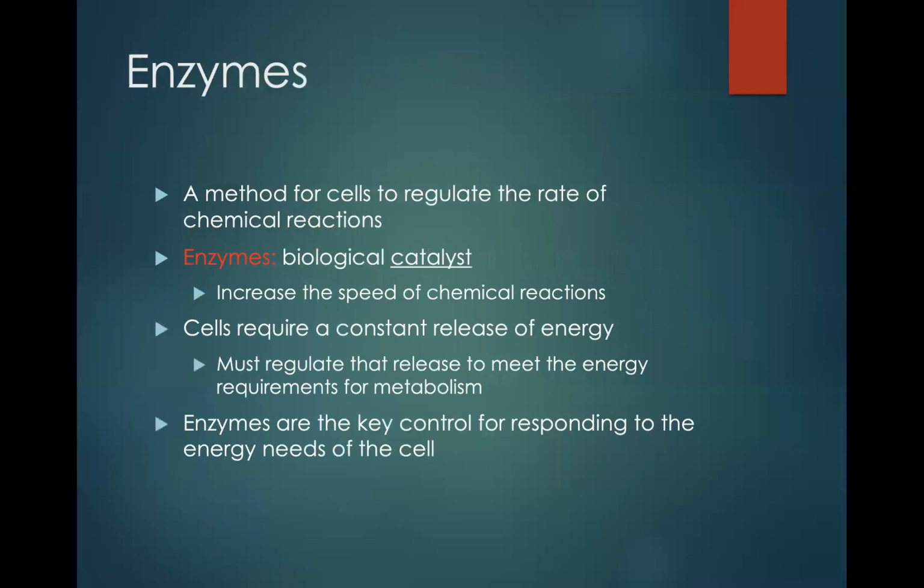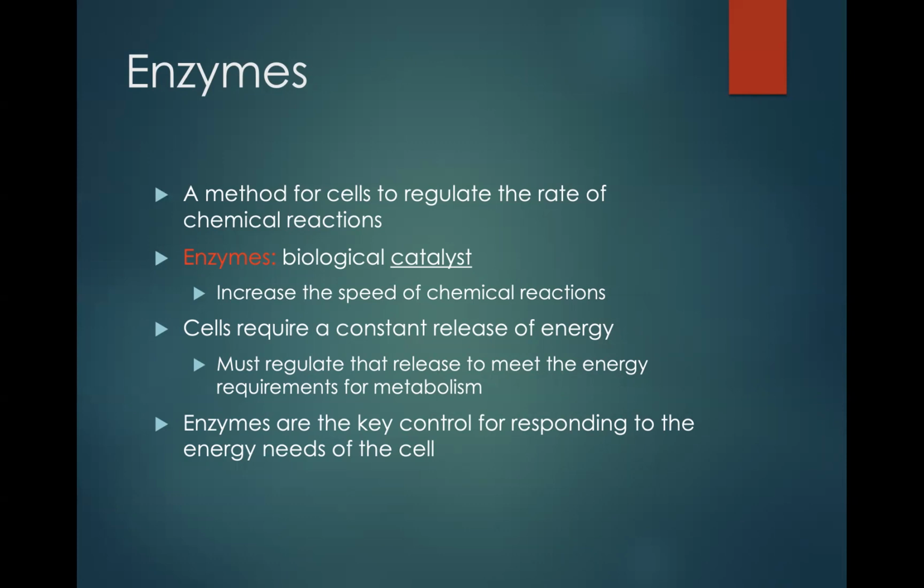So another factor in this process of creating energy, or not creating energy, because we don't create energy, but releasing energy that's stored, is the presence of enzymes, okay? Enzymes are a method for cells to regulate the rate of chemical reactions. So that's what we've been talking about in this unit. We've been talking about energy and metabolism. We said that metabolism is the general term for all of the chemical reactions that take place within an organism. Well, enzymes are a way for us to regulate and speed up these reactions, all right?